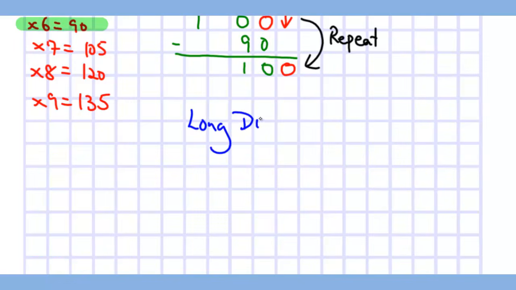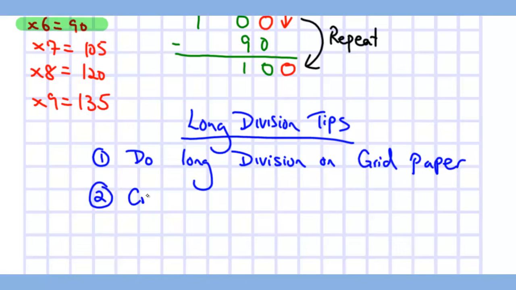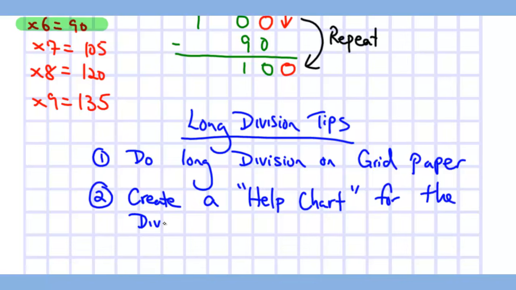Okay, to wrap up this lesson, some advice for doing long division is, one, to do it on grid paper, because the boxes help you to stay organized. The second tip is that you should always create a help chart using your divisor, so you don't need to trial and error your numbers. And that's it for the lesson.